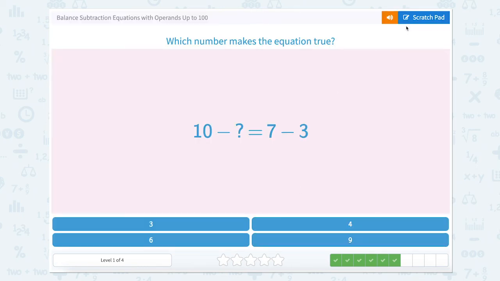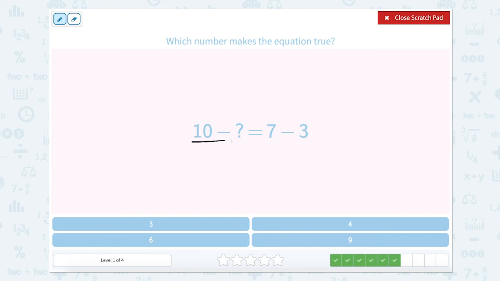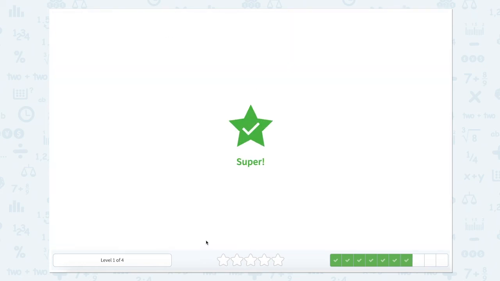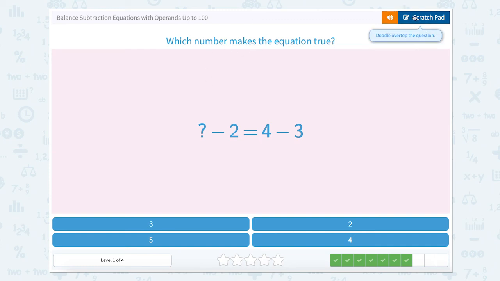What number makes the equation true? Scratch pad. We have 10 minus something on this side and 7 minus 3 on this side. So 7 minus 3 equals 4. So 10 minus this number will give us 4. Again, if you're not sure, we can switch the numbers we're subtracting and say 10 minus 4 equals something. We know we can do this because of fact families. So 10 minus something equals 6. Well, that's 10 minus 6 equals 4 here. So nice work. Let's close that out. Look for 6.